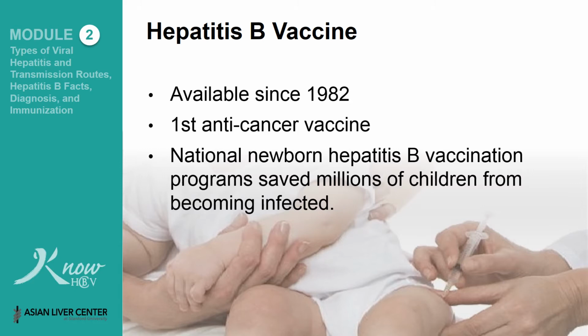Following the WHO recommendation, many countries have incorporated the hepatitis B vaccine into their national immunization programs for infants who are most susceptible to developing chronic hepatitis B infection. Through newborn hepatitis B vaccination programs, mother-to-child transmission has been dramatically reduced in many countries. Millions of children have been saved from becoming chronically infected, which would have put them at risk for developing liver cancer and cirrhosis later in life.